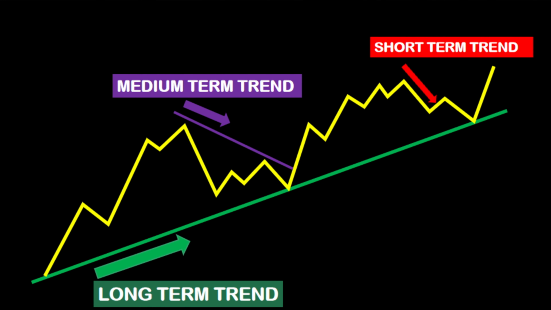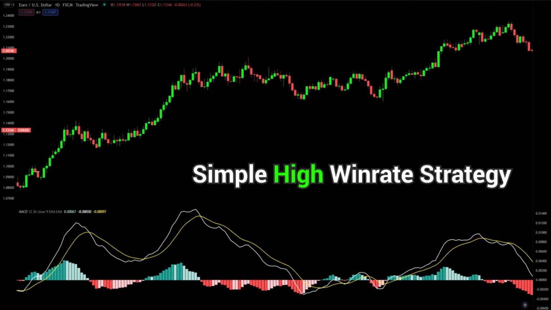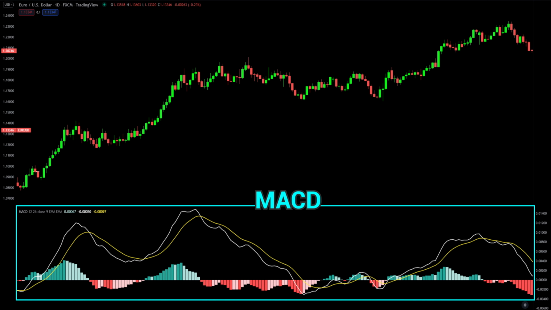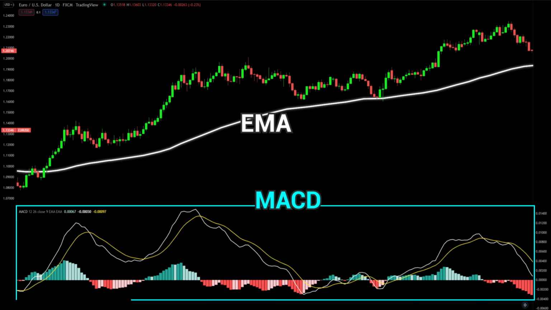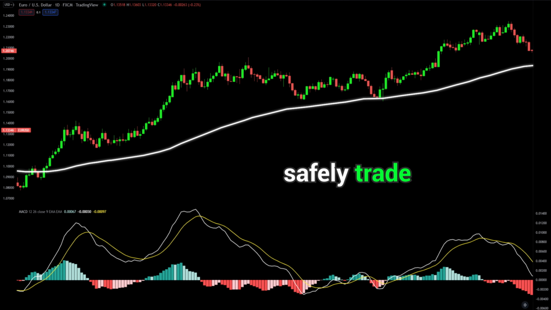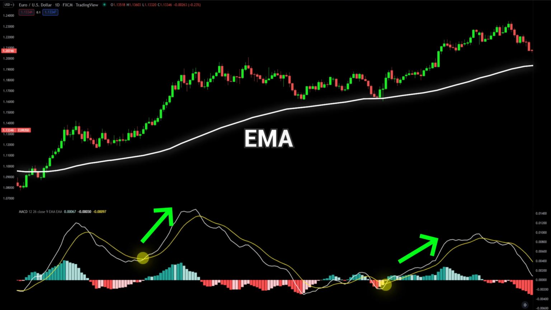And as traders, we also need to take the long-term trend into consideration, because we never want to trade against a trend. And so, a simple but high win rate strategy that I recommend for beginners is by combining the MACD with a long-term trend indicator, like this secret but amazing EMA. This way we can safely trade the MACD, while making sure that we're staying within the same direction of the long-term trend. So this is how you trade the strategy.